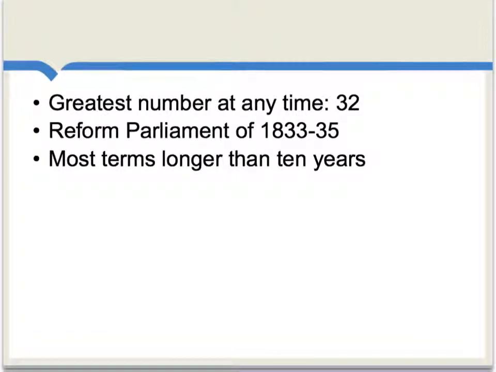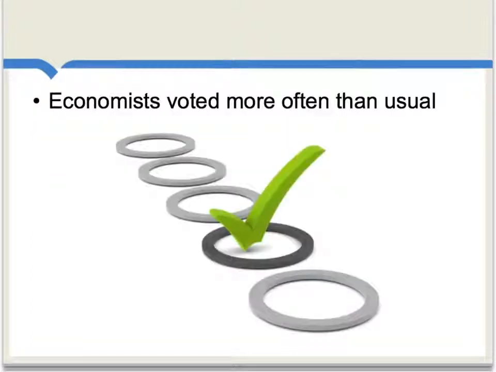The greatest number of economists serving in Parliament at any one point in time was 32, and that was during the Reform Parliament of 1833 to 35. And note that most economists who entered Parliament stayed there for quite a while, at least 10 years. One regularity we find in the data is that economist members of British Parliament voted more often than did non-economist members.